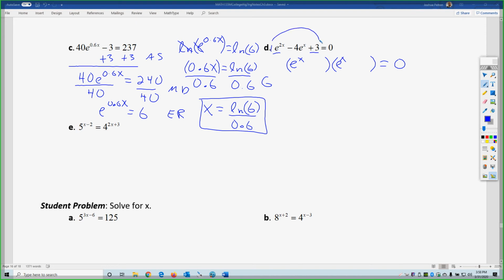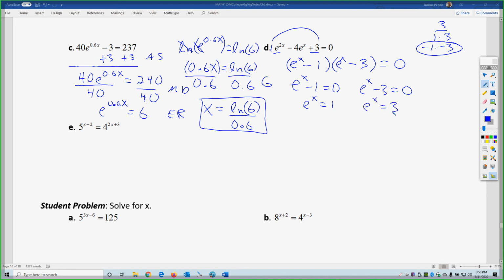So this is 1 times 3, which is a positive 3, which is either 1 times 3 or negative 1 times negative 3. Well, I need to get a negative 4 from the middle term, so it must be this one. So they multiply to a positive 3, but they add to the negative 4. So e to the x minus 1 equals 0, and e to the x minus 3 equals 0. So e to the x equals 1, and e to the x equals 3.